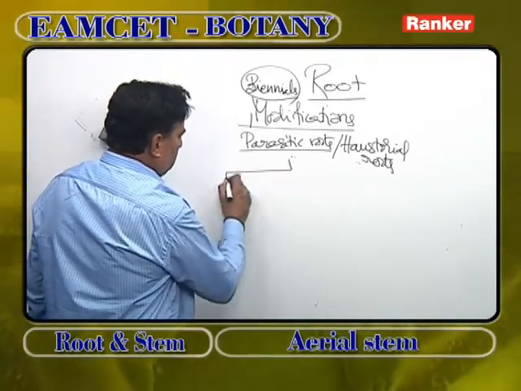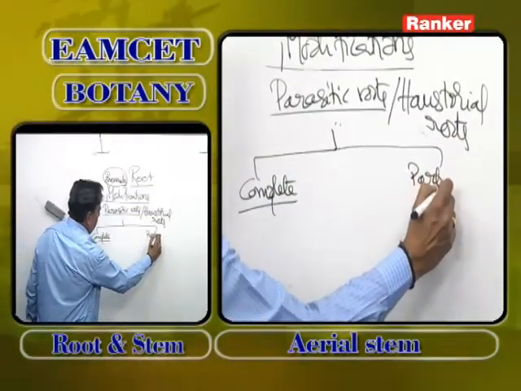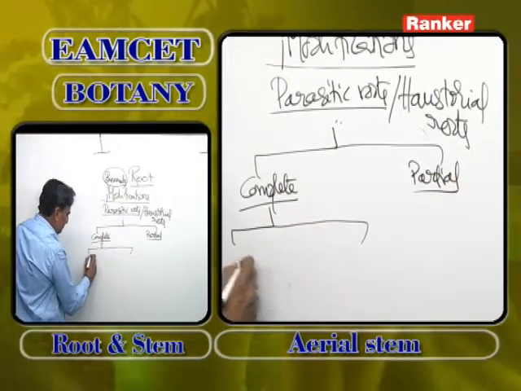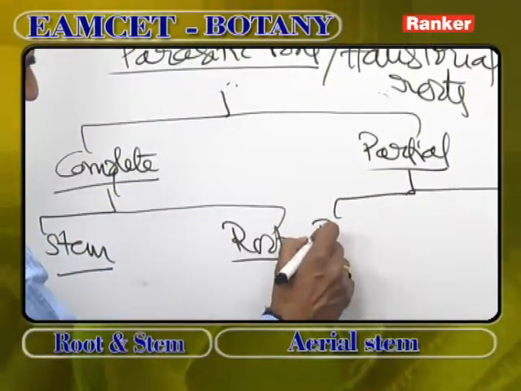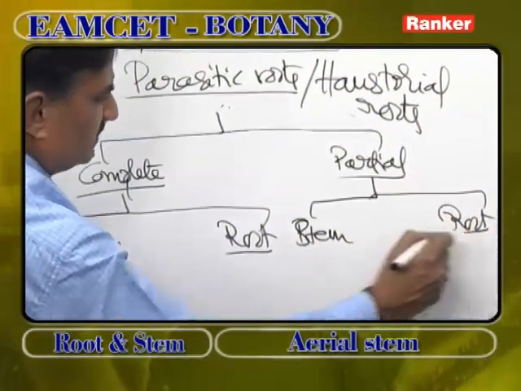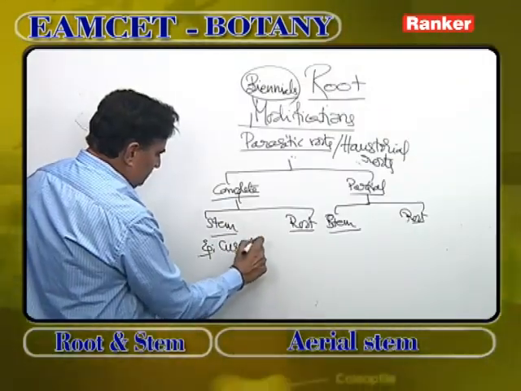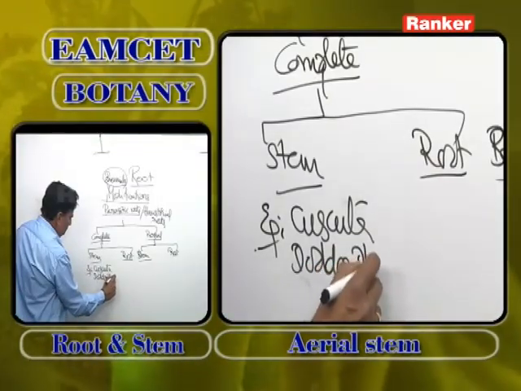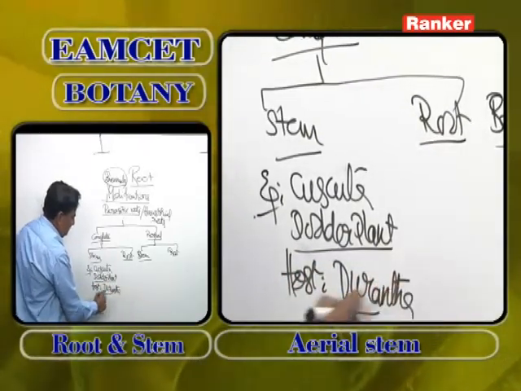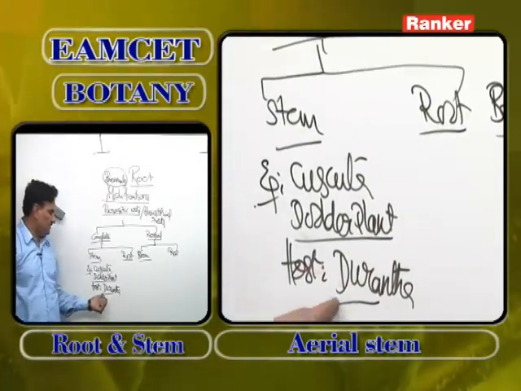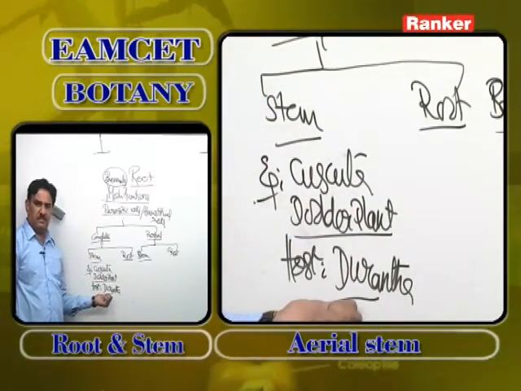Now, in these complete and incomplete parasites, there are some special examples. In complete parasites, there are two categories: complete stem parasites and complete root parasites. In partial also, there are two categories: partial stem parasites and partial root parasites. For a complete stem parasite, the best example is Cuscuta, popularly called the dodder plant. The host of Cuscuta is Duranta. You all know Duranta is a plant where thorns bear leaves and flowers. Cuscuta normally grows on a host called Duranta.